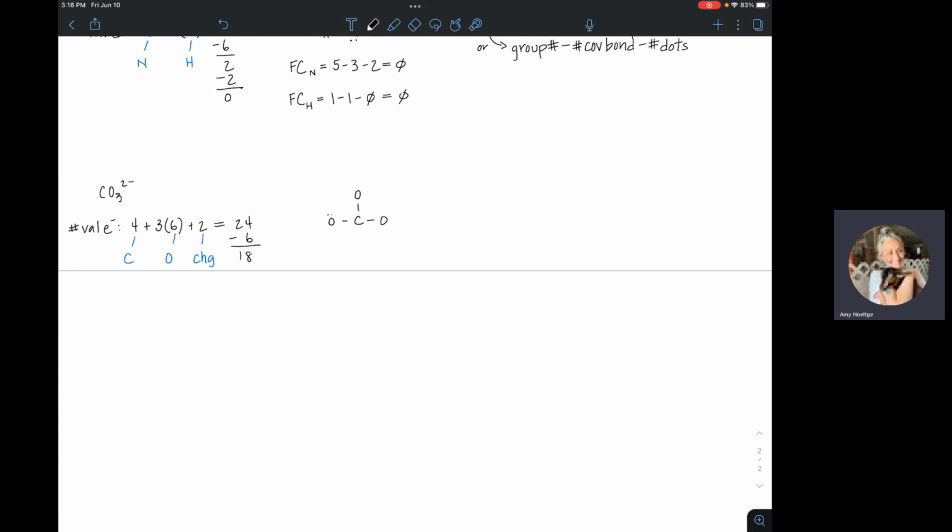So I'm going to dot up each of the oxygens to fulfill their octet using all the leftover valence electrons. I have now used up all 18 of those valence electrons, so make that look like a 0. I've fulfilled the octet for all the oxygens, but look at how the carbon is still hypovalent. It only has 6 electrons around it.